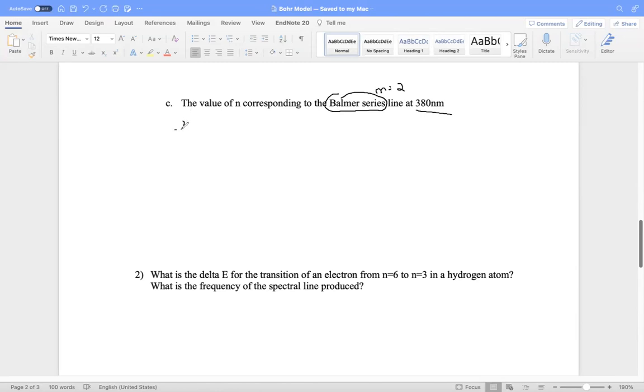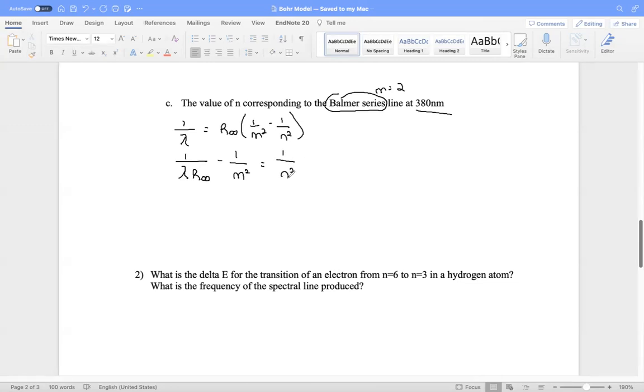So keeping in mind 1 over lambda equals our Rydberg constant times 1 over m squared minus 1 over n squared. And now we need to rearrange this equation to solve for n. So first we can divide over our Rydberg constant. So we have 1 over lambda times Rydberg constant. And then we can also subtract over 1 over m squared. This is going to equal 1 over n squared.